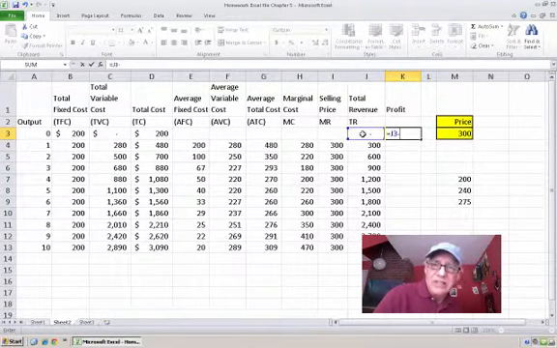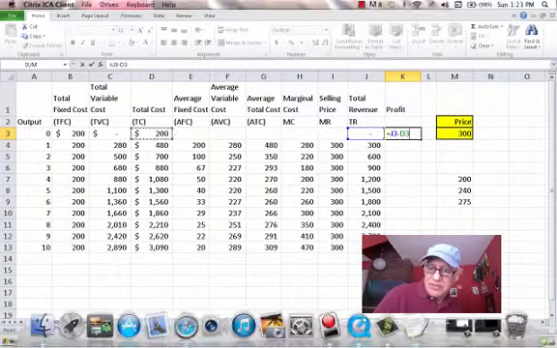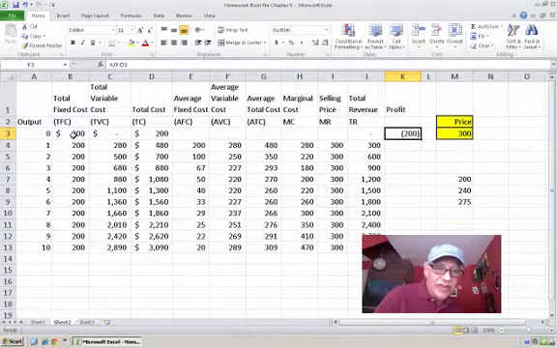Total revenue minus, again, total cost. And my total cost is over here in column D, correct? D3. Make sure you be careful with these formulas. Enter that in, so I get a negative 200 profit, right? Which makes sense, because my overhead is 200. So if I'm producing nothing, I'm going to lose 200 bucks.